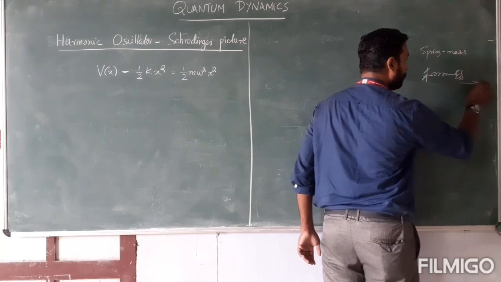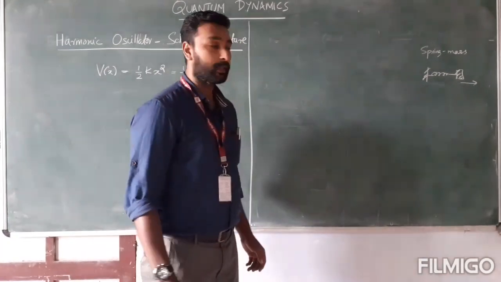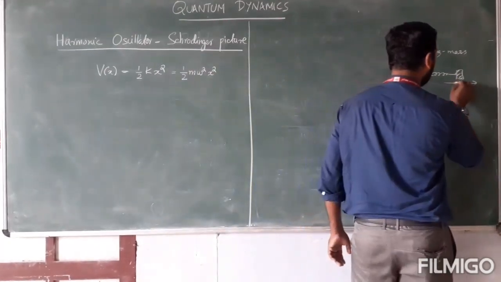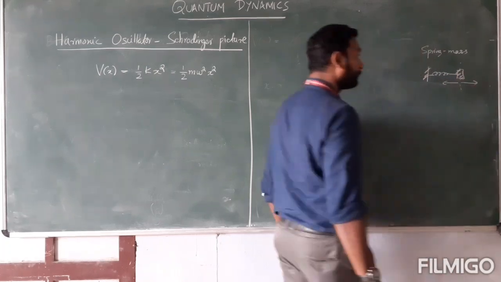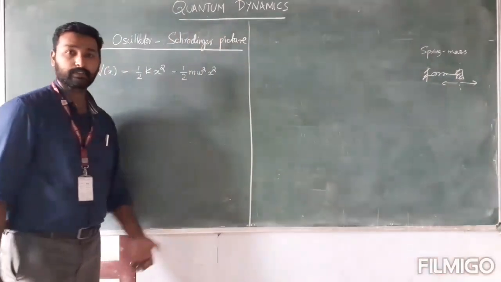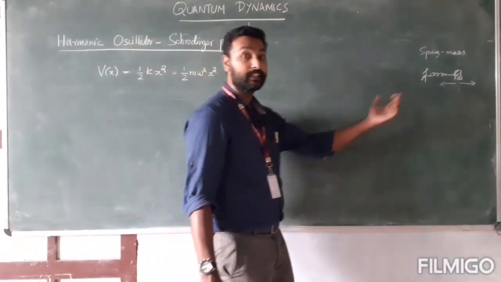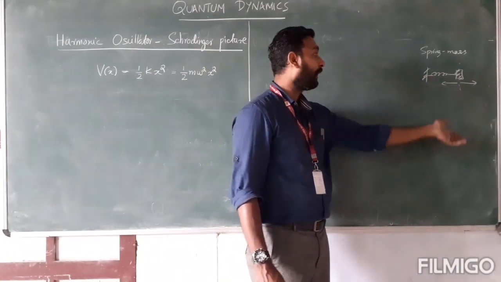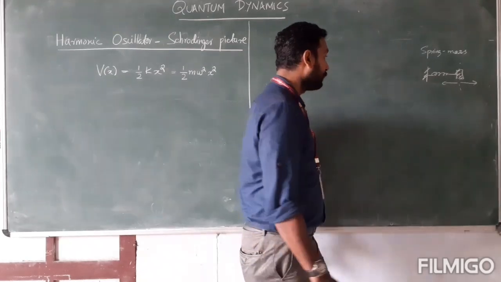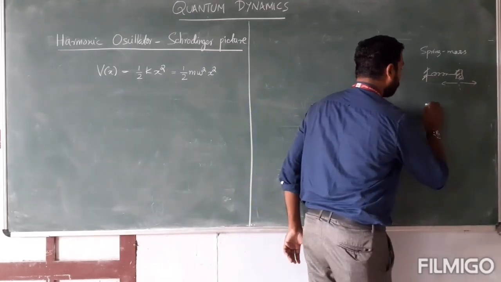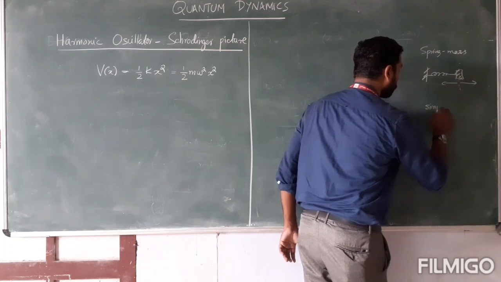If you displace the mass from its equilibrium position, it will just oscillate about that equilibrium position, with some constant frequency and constant amplitude, if the displacement is very small. So that is an example of a harmonic oscillator in classical physics. Another example is the simple pendulum.